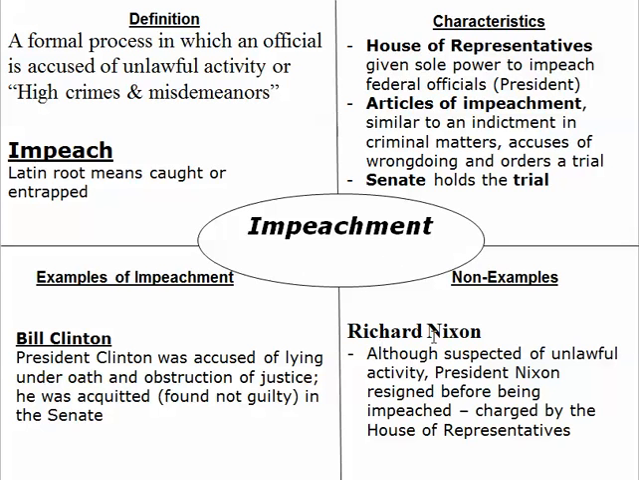Non-examples of impeachment include Richard Nixon. Although he was suspected of doing unlawful activity with the Watergate scandal, and we're going to talk about that too. I think that's Unit 10. President Nixon resigned before being impeached, or charged, by the House of Representatives, so he was never impeached. So this is pretty much the vocabulary. What impeachment means is a constitutional process of getting rid of federal officials or the president if they're doing something illegal or unlawful, high crimes and misdemeanors.